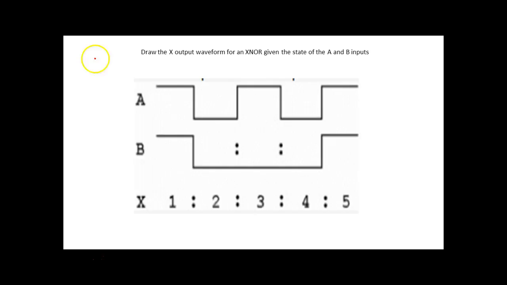Now this is an exclusive NOR. This means we get a low when they're not equal. So here they're not equal, here they're not equal, here they are equal, here they are equal. Here they're not equal, right? I miss any? Is that okay?